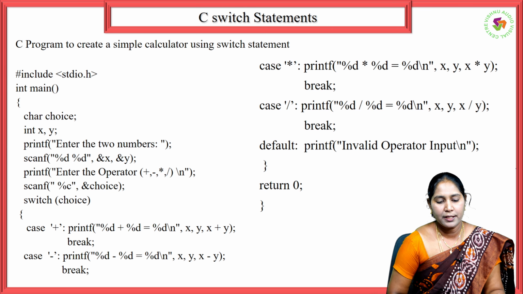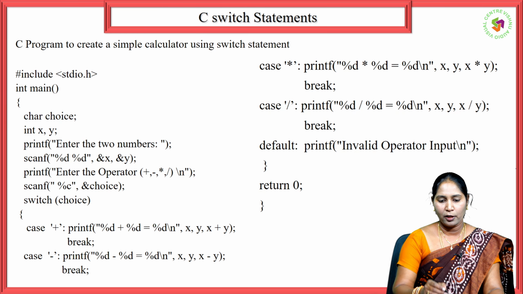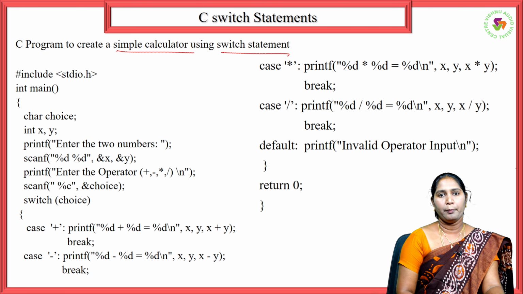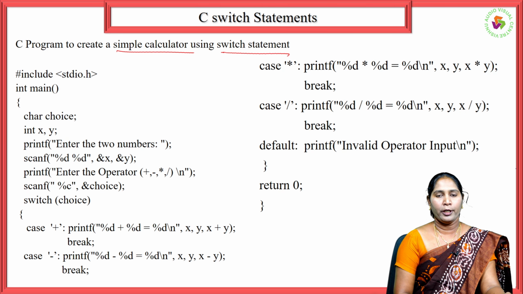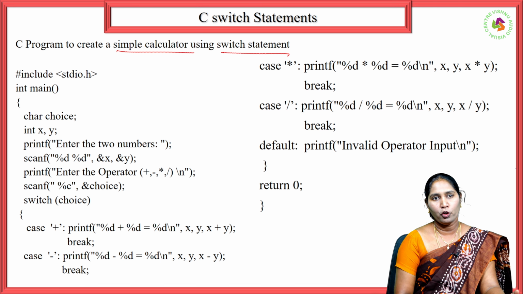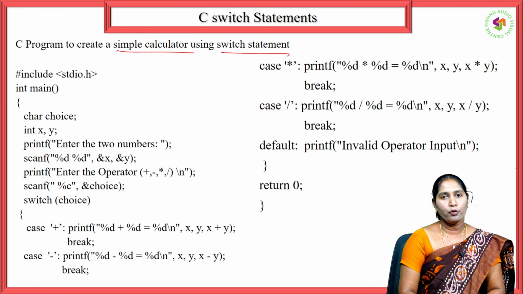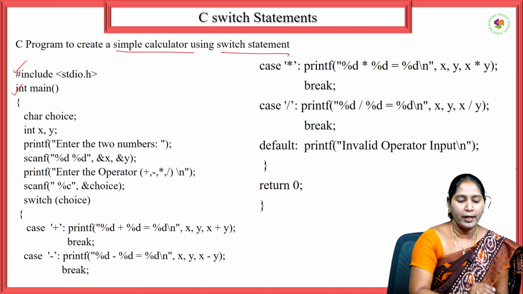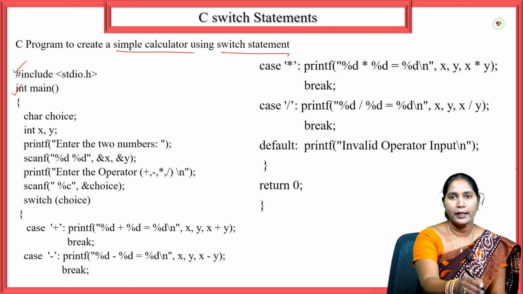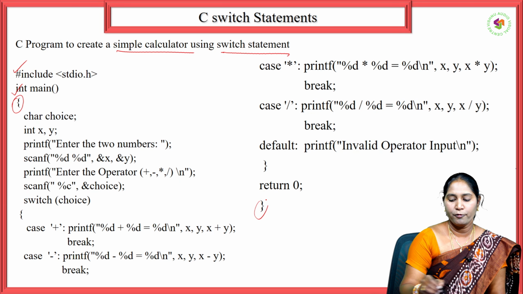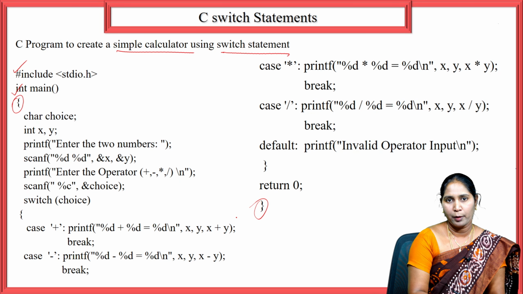Next we will be discussing how to create a simple calculator program by making use of switch statements. As you all know, with a calculator we perform different kinds of calculations: addition, subtraction, multiplication, division, modulo division. So we will try to write that program here. We include the header file with hash include stdio.h, then declare our main function, int main, which starts with the opening braces and ends with the closing braces. In between, I have to write my code.